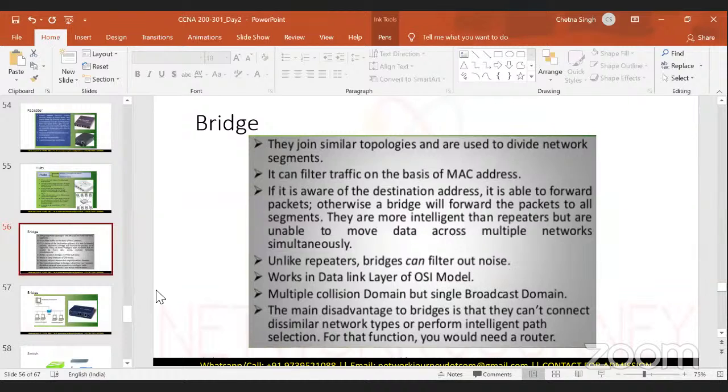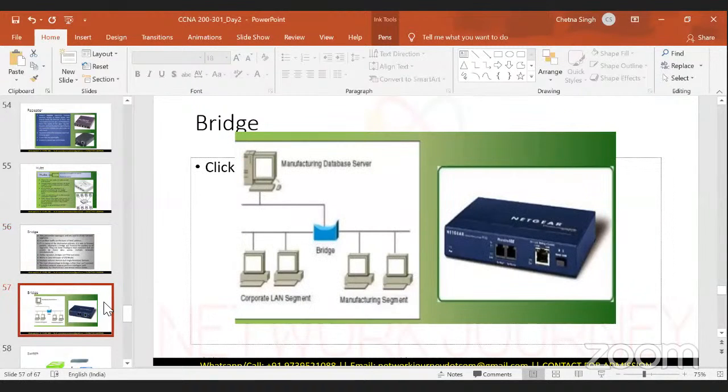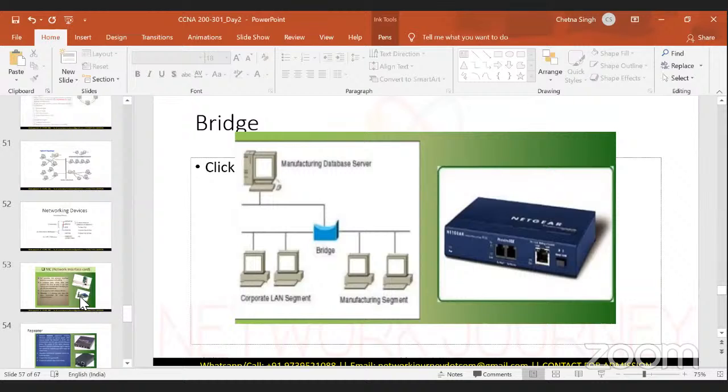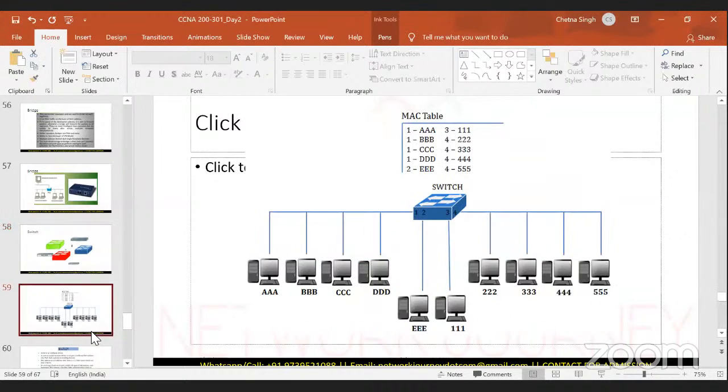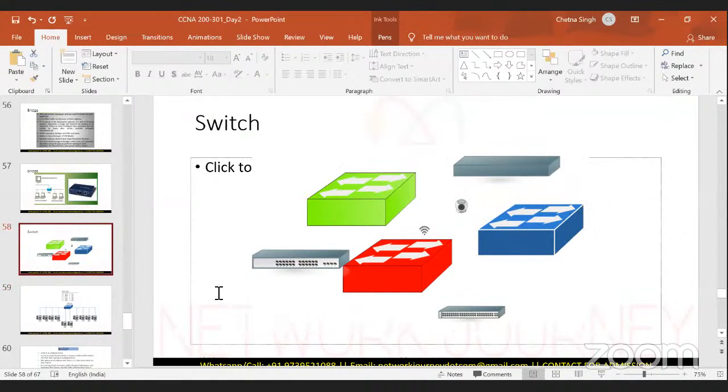I can show you the diagram of how it looks. Here you see a bridge connecting one corporate LAN segment, one manufacturing segment, and a database server. So it is just trying to connect similar topologies. But again, we no more use the bridge. Nowadays we use a more intelligent device, which we also saw in yesterday's class, and that is the switch.